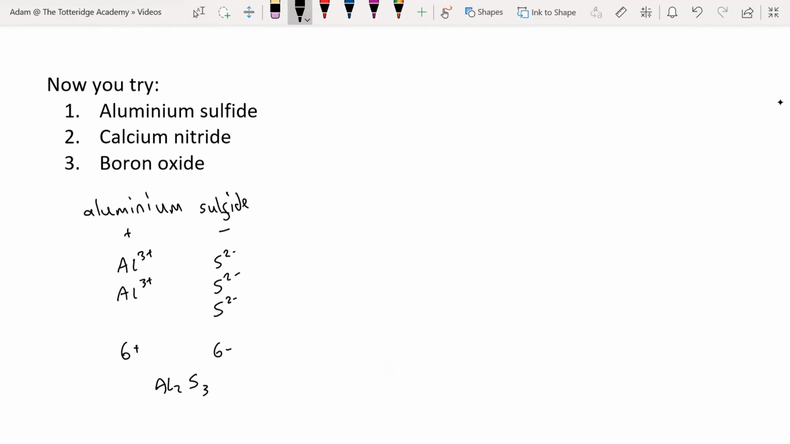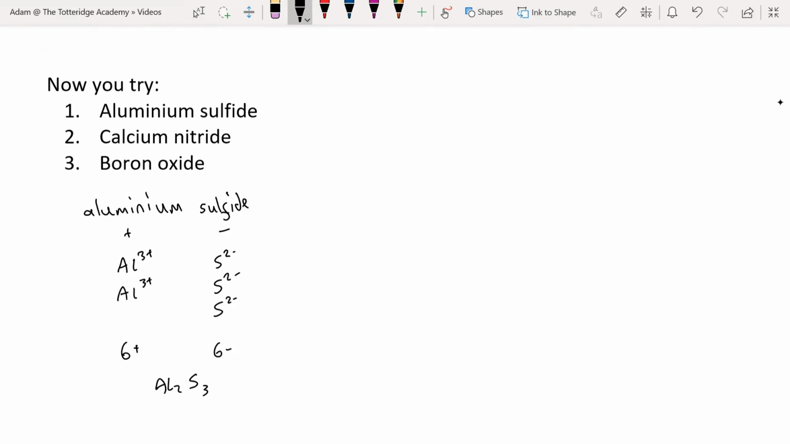And again, you notice that there are no charges here. I haven't written S6, because even though I've got 6 negative charges, I've only got 3 ions of sulfur. My aluminiums, I've got 2 of them, because even though I've got 6 positive charges, that's only 2 aluminium ions.